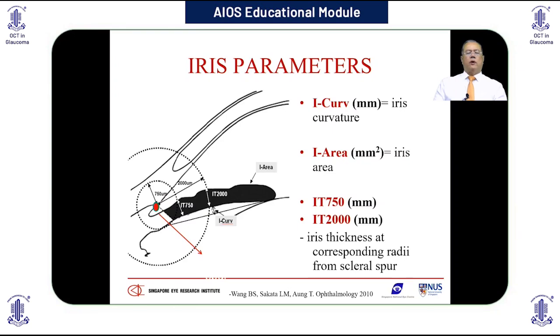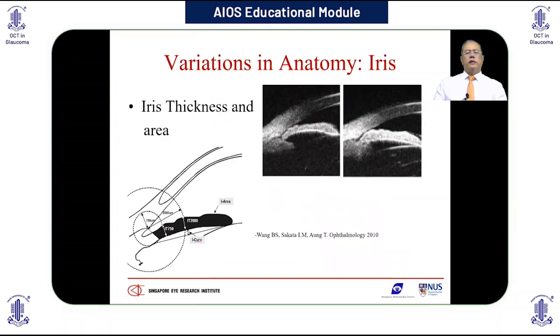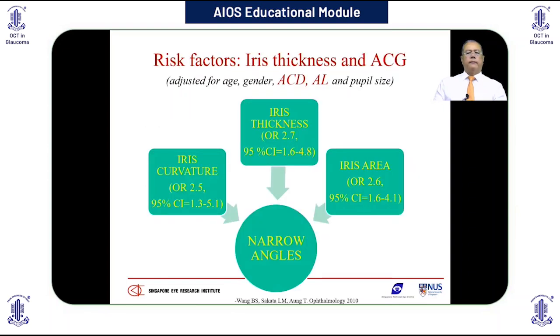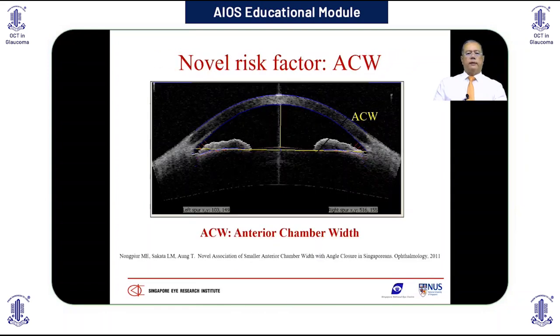Here are examples of some of these imaging modalities. Here you can see the iris thickness as well as iris cross-sectional area. And you can see that the thicker the peripheral iris, the higher the risk of angle closure developing. Iris thickness, curvature and area have been found to be independently associated with angle closure risk.